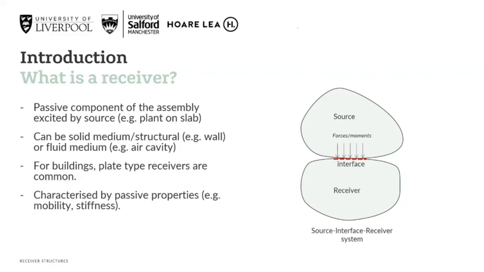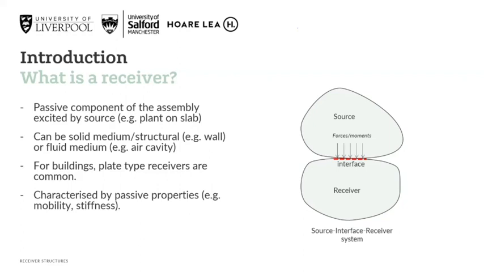As an example, in buildings, you might have, let's say, a pump or a chiller directly placed on the slab. The plant item will be a source, and the plant deck or the slab itself will be the receiver structure. As we saw with sources, you can have a structure-borne source or airborne source. Similarly, your receiver can be either structural or solid, for example a wall or a slab, or you can have a fluid medium as a receiver. So you can have an air cavity itself acting as a receiver.